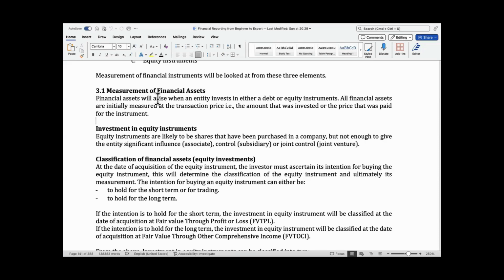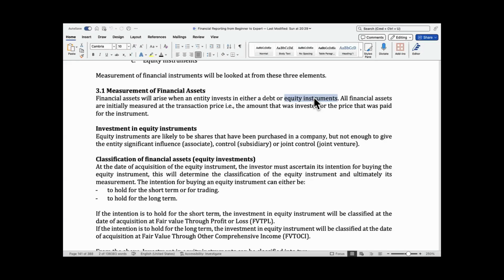But the other two, which is equity interest in another entity, I will call that equity investments, when an entity invests in either debt or equity. So the equity investment part is when you buy shares in another company. That's financial asset. And also debt investments, which is contractual right to receive cash. These are the two we're going to focus on for measurement of financial assets.